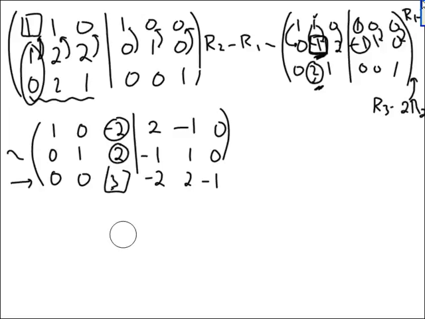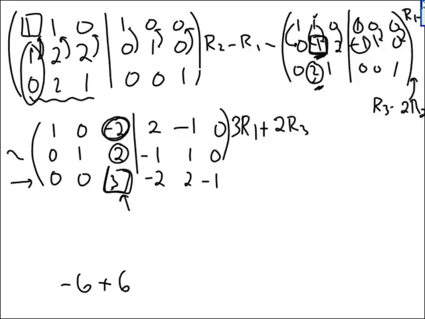I want this to be 6 or negative 6. That is, I will triple row 1. I will double row 3. When I triple this, I get a negative 6. When I double this 3, I get a 6. I add to get 0. Oops, this 3R1 didn't come up. So I add.